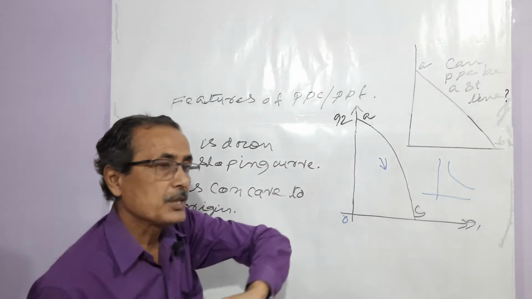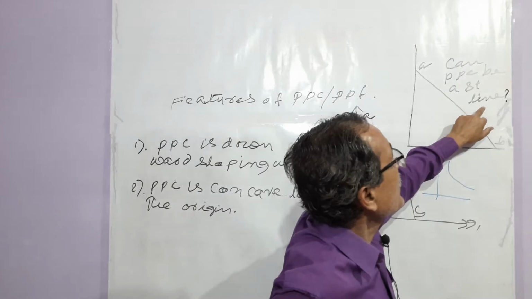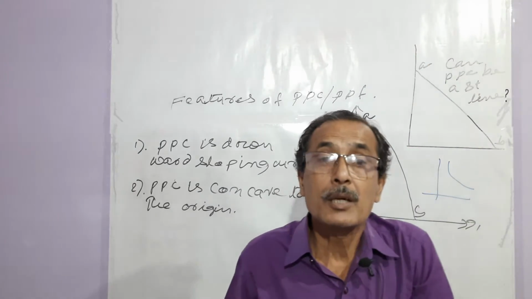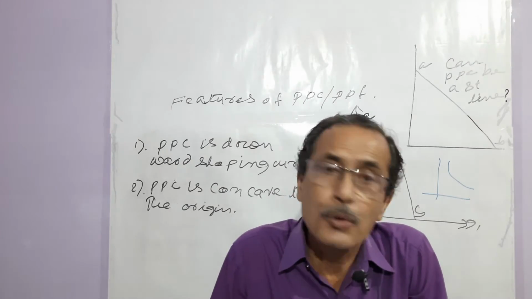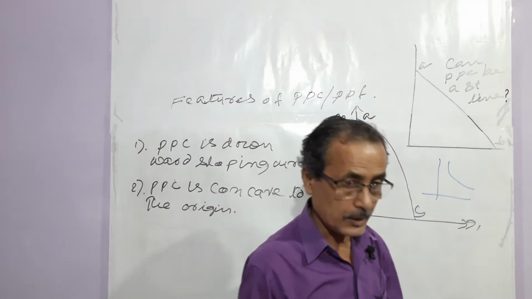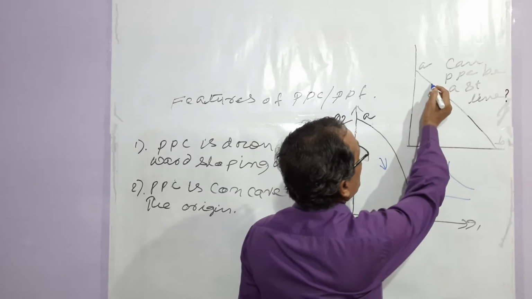Now another point: can PPC be a straight line? Your answer is simply no. It cannot be. Why not? If you draw a straight line PPC, what does it depict?